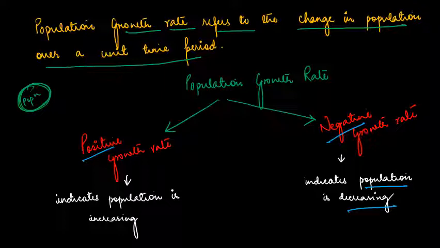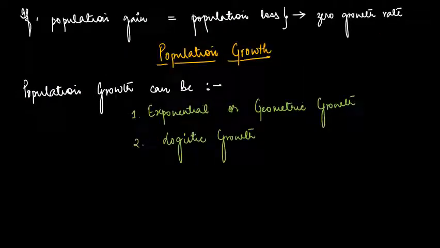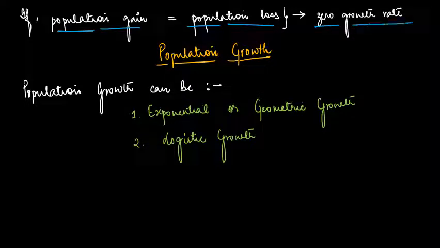So what is population growth rate? It refers to the change in population over a unit time period. It can be positive, when the population is increasing, and negative, when the population is decreasing. Now, if population gain is equal to population loss, how will it affect the population growth rate? Whatever the population has gained is already lost. So the growth rate will be zero growth rate, right?